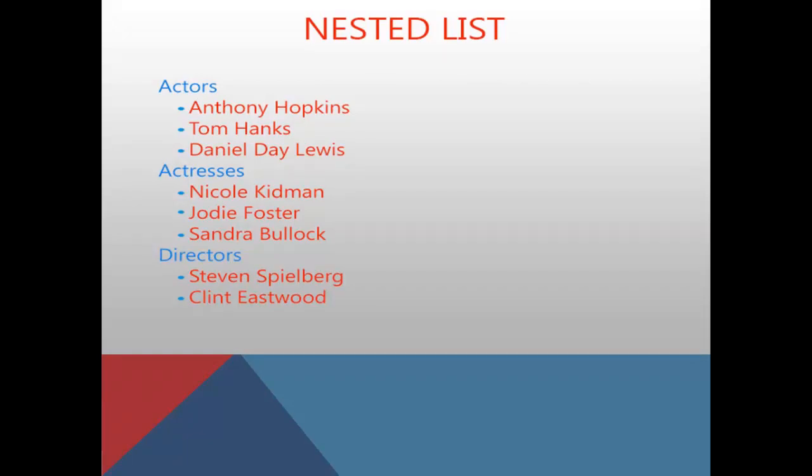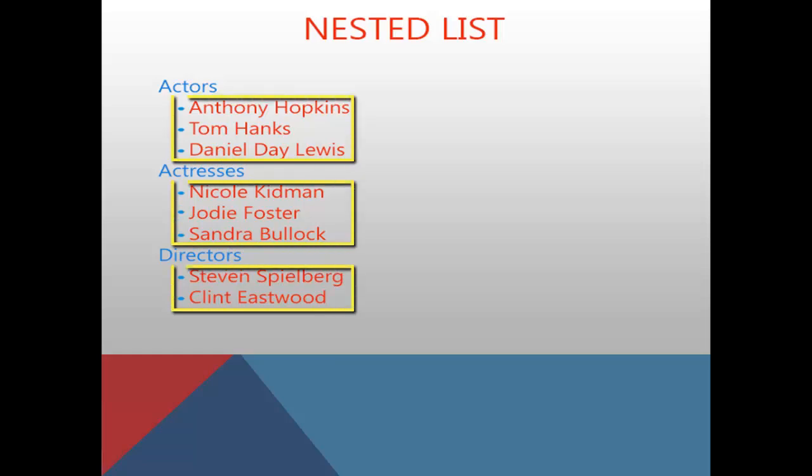This is the list that contains another list or more than one lists inside of it. In the example that we are seeing right now, the main unordered list contains three elements: actors, actresses, and directors. And for each of these list items, there is a further unordered list that is inside these three list items.